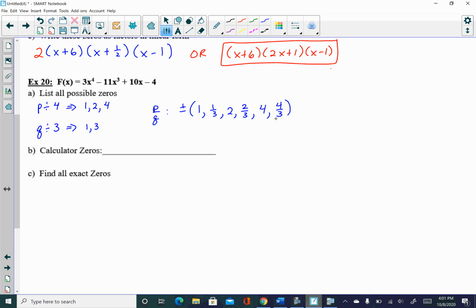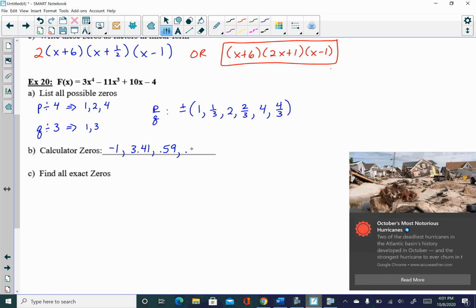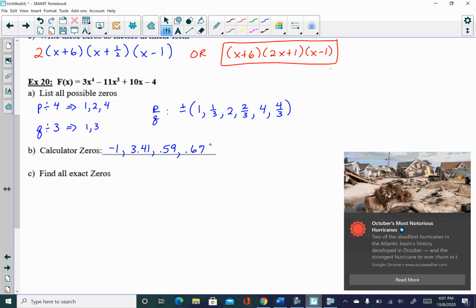You would go to your calculator now and find your calculator zeros. I'm not going to go through all those steps again. Take a minute, pause the video, go to your calculator, find all of your zeros. When you come back, you should find those calculator zeros to have been at -1, 3.41, 0.59, and 0.67.